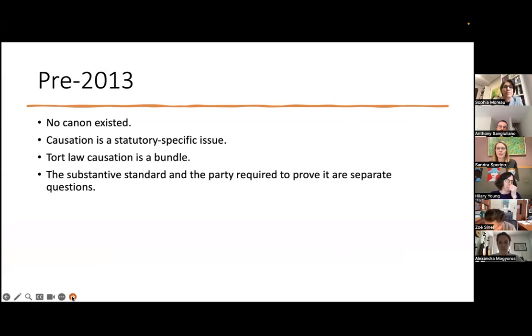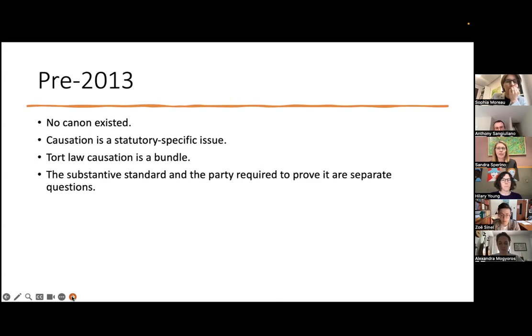Now, in the pre-textualist era, the courts actually did something very different, which is the courts tended to look at the underlying purpose of the statute and think about how the statute would actually work in the real world, and then it would craft the causation standard based on how the statute would interact in the real world and what the underlying goals of the statute are.